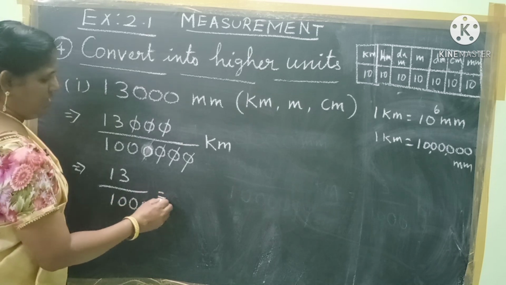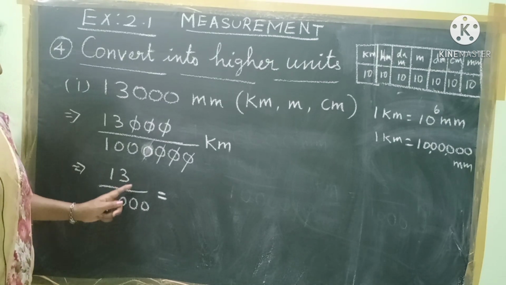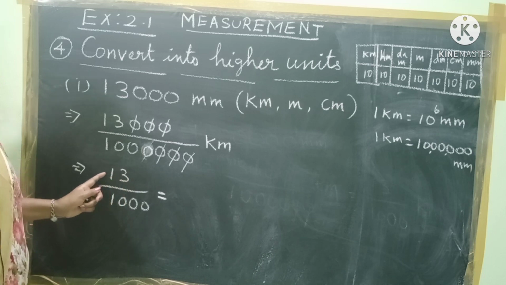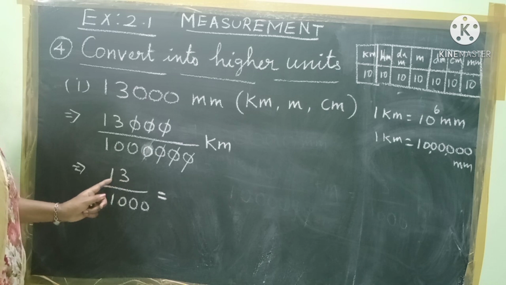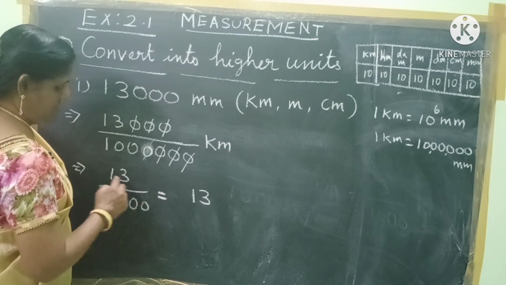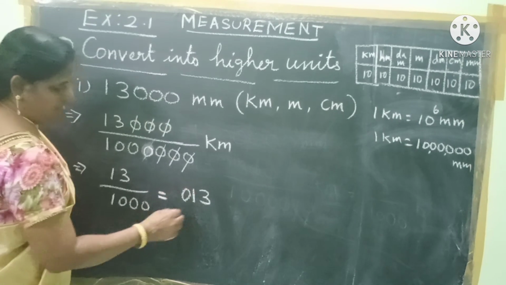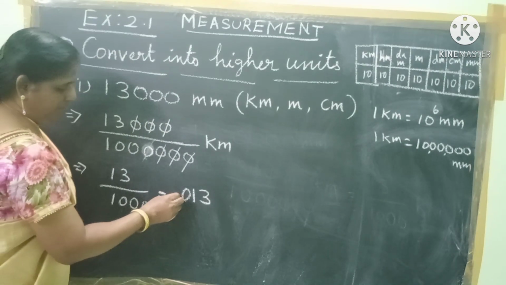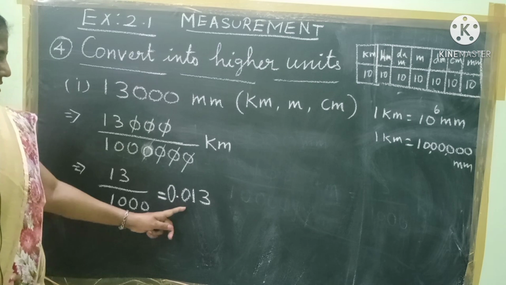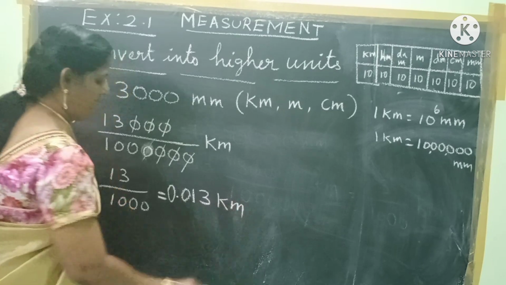Now I will tell you how to write the answer. By 1000 means how many zeros are here? 3 zeros. So that means we need to put the point after the digits of 3. How many digits are here? 2 digits, 1, 2. The third one is not given, so you put 0 for the third place. Then put the point and add one more 0 for the whole number. So therefore 0.013 kilometer, that is the answer.